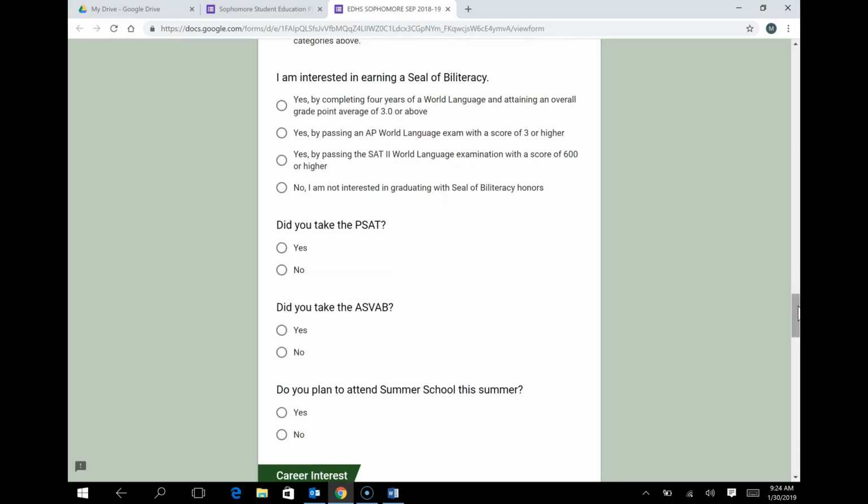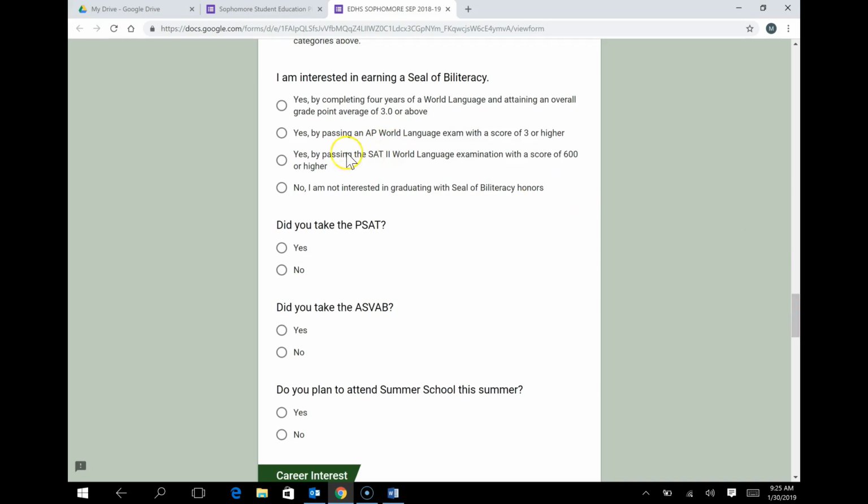Okay, next area. I am interested in earning a seal of biliteracy. Some of you may not be familiar with this, but this is an honor that you can receive at graduation. Your name will be read, you'll be recognized at the graduation ceremony, and you will get a special seal on your high school diploma. So these areas are the following criteria of how you can meet the requirement for the seal of biliteracy. If you think you are planning on completing one of these areas, go ahead and indicate these.